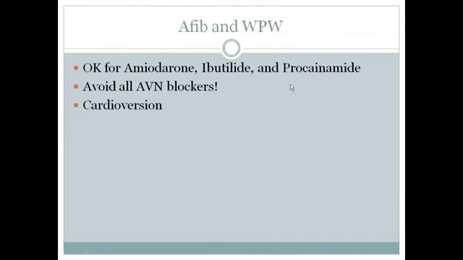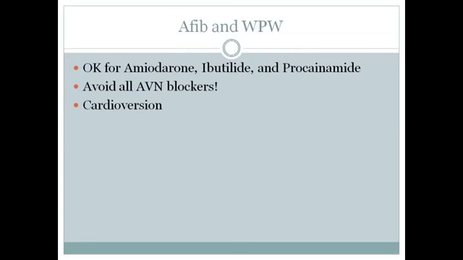Don't give AV blockers. No adenosine, no calcium channel blockers, no beta blockers. Sometimes you have a stable patient with a wide complex tachycardia who is looking fine, and you think this could be a supraventricular arrhythmia with aberrancy. The ACLS algorithm tells you you can give adenosine and see what happens. This is not something you want to do here.